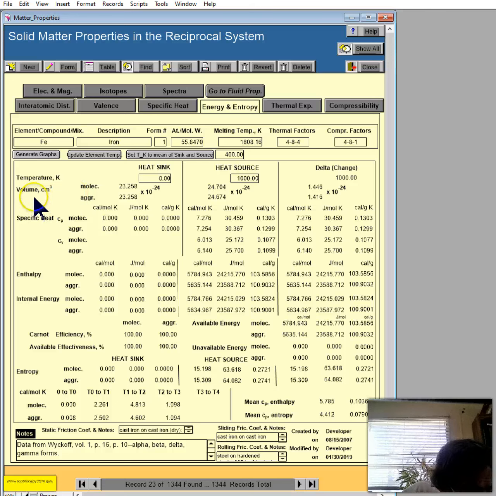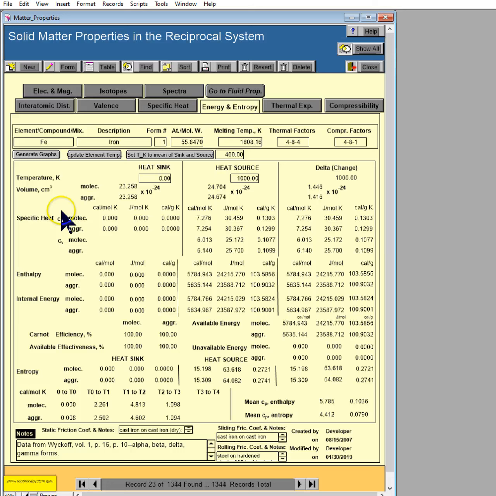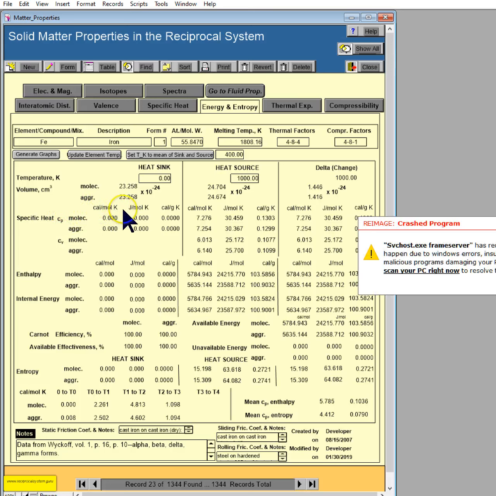And then down here, for the different stages of the specific heat curve, I have the values for cal per mole per K. This is for entropy, of course. And here's the mean CP for enthalpy and entropy right here. Okay. Then I have a few bonus fields down here, static friction coefficient, sliding coefficient of friction, and some notes. The regular notes are here. And then, as with all of my layouts, I have the created by and on and modified by and on. So I was working on this originally in 2007. Wow.